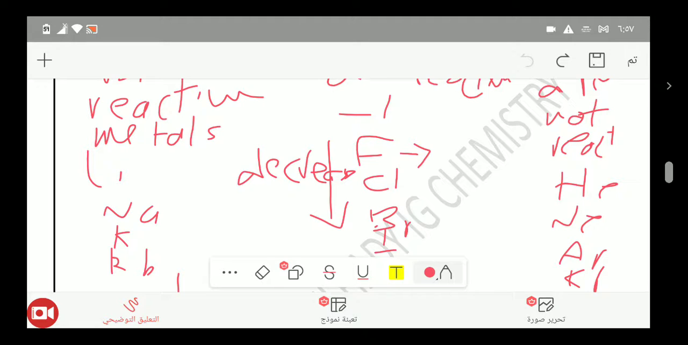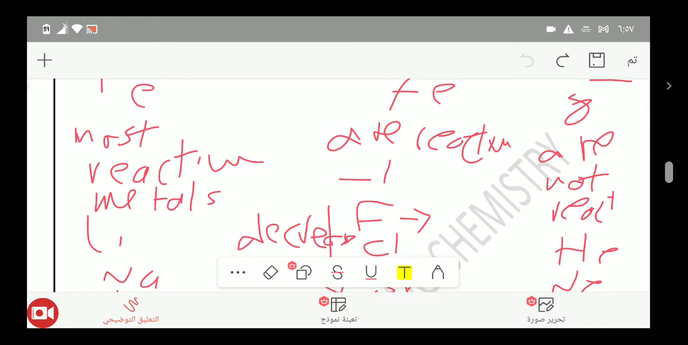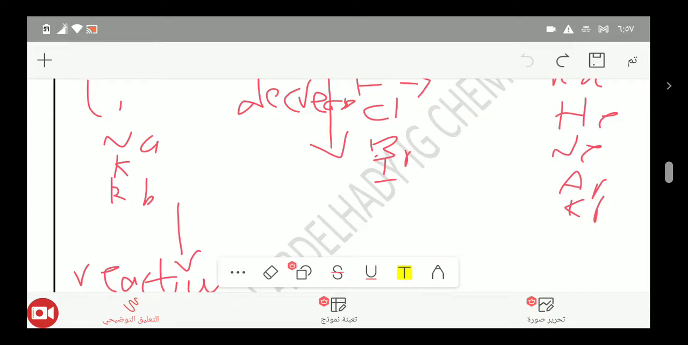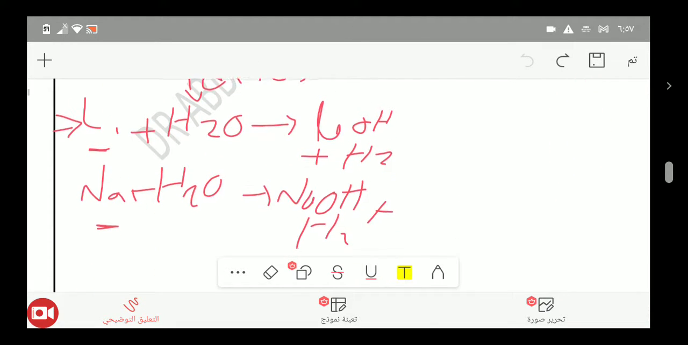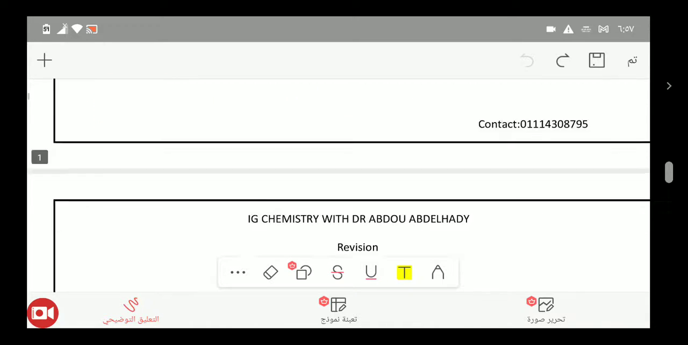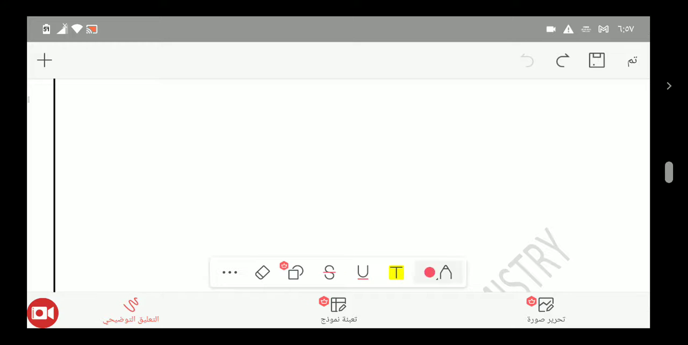Okay, what about the reactivity of group 8 elements? As we know, they have 8 electrons at their outermost shell, so they are not reactive. They are called noble gases.